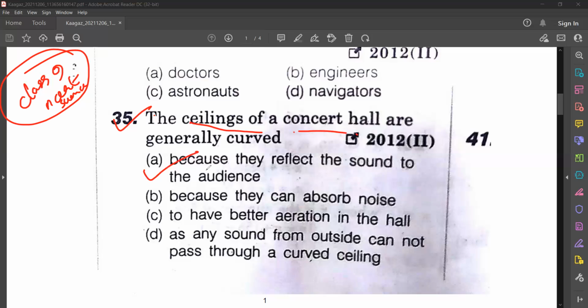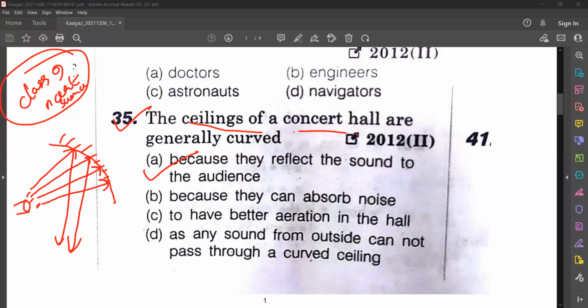Yes. Answer is option A, because they reflect the sound to the audience. Okay, so see, concert halls all have a curved ceiling, isn't it? Curved ceiling. So if sound is produced, this sound will reach this ceiling and it will be reflected to all the rows. Suppose first row, second row, third row, like that. It will be reflected to all rows.